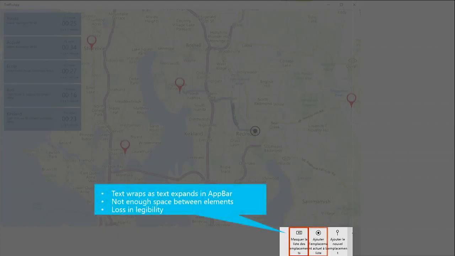Let's look at another part. So this one is a little hard. It's localized into French. I'm French and I have a hard time reading it. The reason being that even though the app bar area actually lets the translated text wrap, it's very hard to see because there's not enough space in between the elements. Yeah, that makes sense.